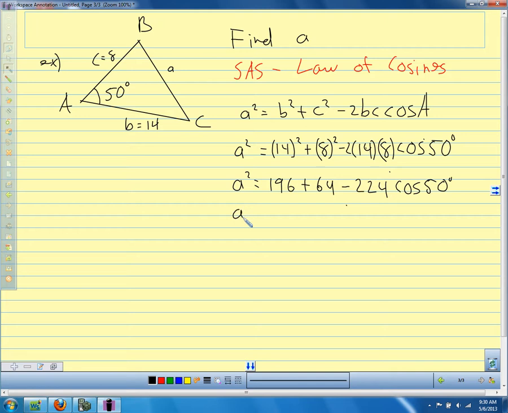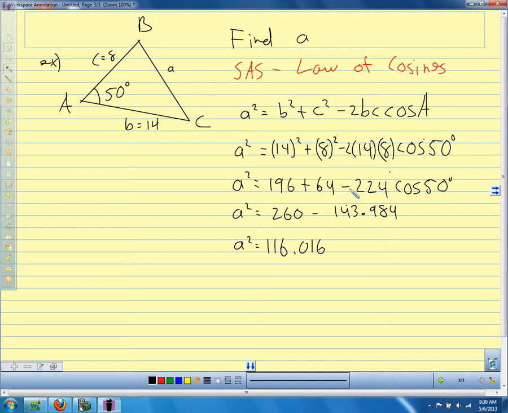All right, so A squared equals 196 plus 64, which is 260, minus 224 times the cosine of 50, which is 143.984. So I multiplied 224 by the cosine of 50 to get this number. Now I can subtract. A squared equals 116.016. Notice I kept 3 decimal places.